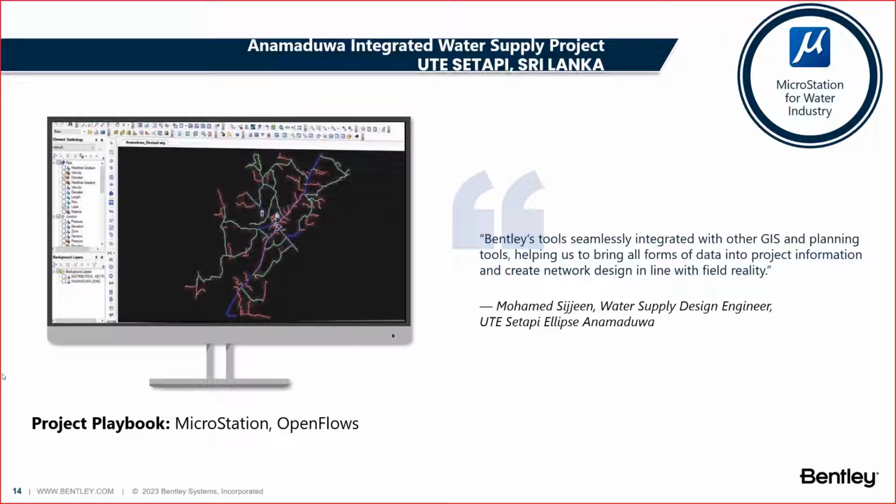In this case, the user was using MicroStation and OpenFlows. OpenFlows was used to create the analysis of the water network, while MicroStation was used to create a geocoordinated model of the water network, also considering real-time field conditions. So they were facilitating the integration with third-party GIS data and planning features, and also showing dynamic modeling to evaluate numerous network scenarios for better decision making.